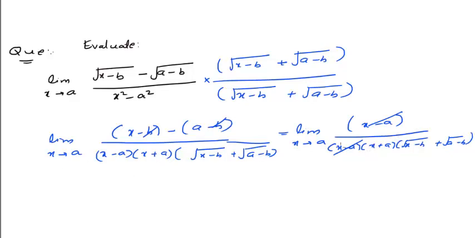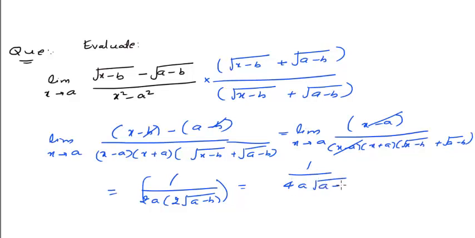So if we finally substitute the value of x as a, what is the value of the limit that we'll get is, we have 1 in the numerator, and in the denominator we have a plus a, that will give you 2a, into under root a minus b plus under root a minus b, which will give you 2 under root of a minus b. So finally the answer for this problem will be 1 by 4a under root of a minus b. Clear guys? So this is a very easy method, rationalization to eliminate indeterminacy of limits, right?